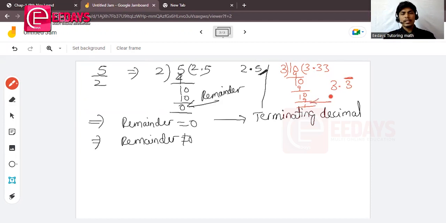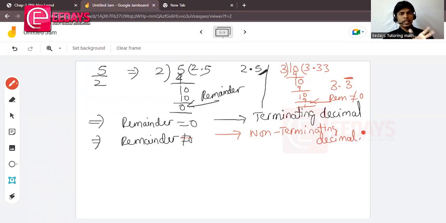And here the remainder is not equal to 0, because we keep getting 1 again and again. So if you get remainder not equal to 0, then obviously it is a non-terminating decimal. Clear, guys, about the difference between terminating decimal and non-terminating decimal? If you get remainder 0, it is terminating. If you couldn't get remainder 0, that is a non-terminating decimal.